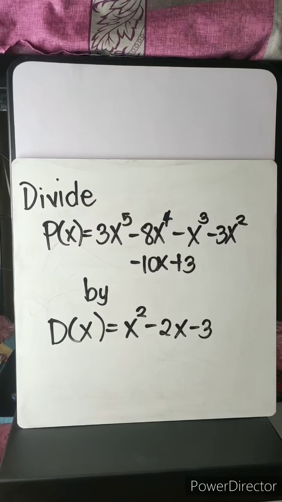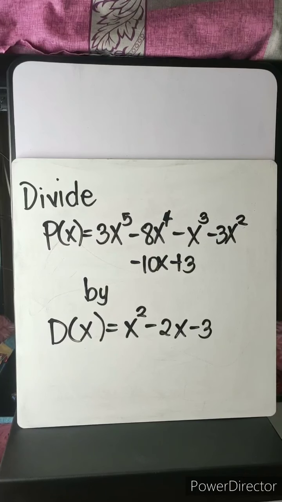Okay, so this is now a division of a polynomial by a trinomial. Divide the p of x 3x raised to 5 minus 8x raised to 4 minus x cubed minus 3x squared minus 10x plus 3 by our divisor x squared minus 2x minus 3. Kagaya pa rin ito ng concept ng pag-divide ng polynomial by a binomial.